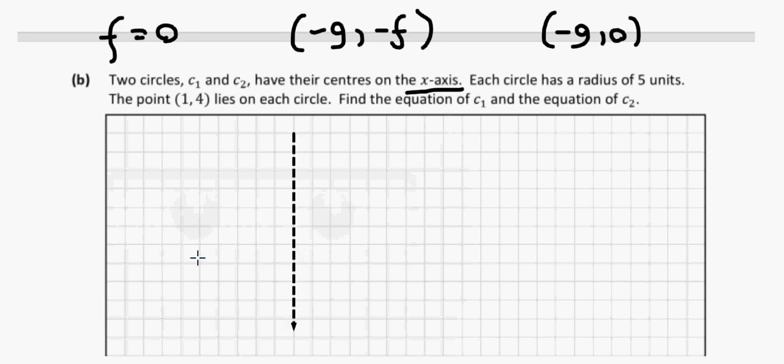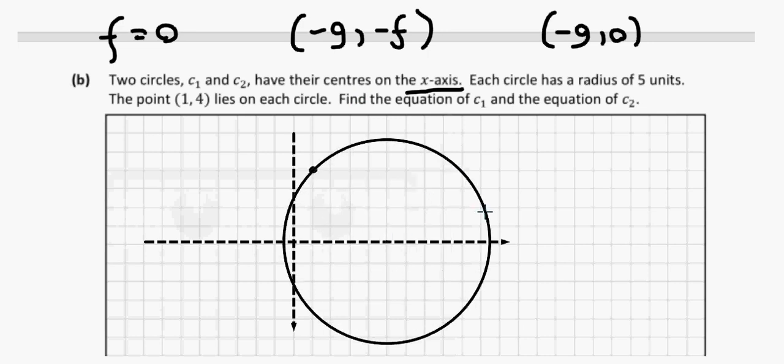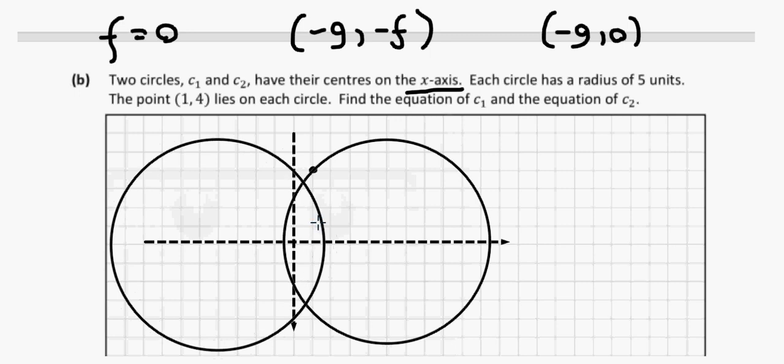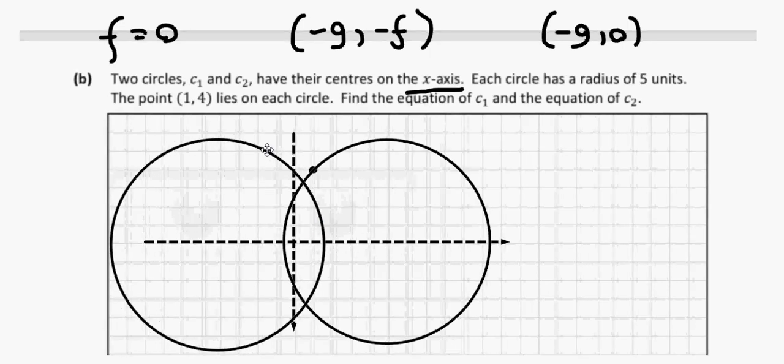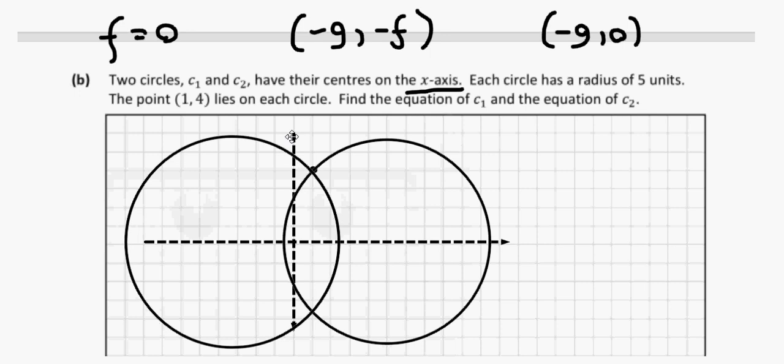The point (1, 4) is on each circle. So a rough diagram would be (1, 4) located here. The centre of the circle, this isn't actually the circle, but for argument's sake that's what it could look like, except there has to be a radius of 5. And the other circle could be over here, but they have to be the same size. Two circles have a centre on the x-axis, but hit the point (1, 4), right? Does that make sense? So that's the picture we're looking at.